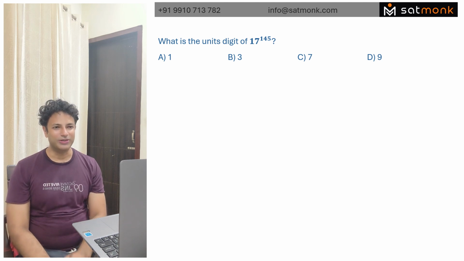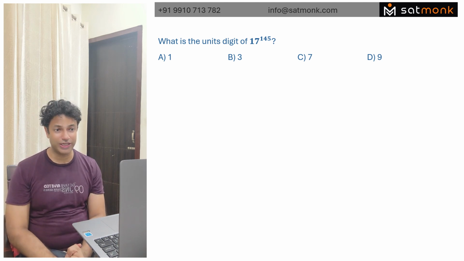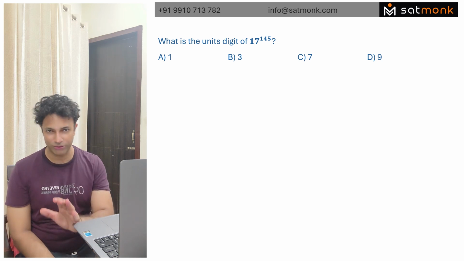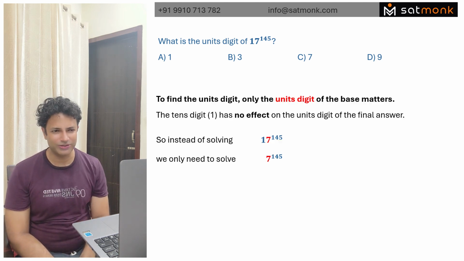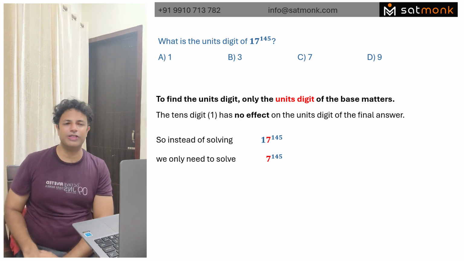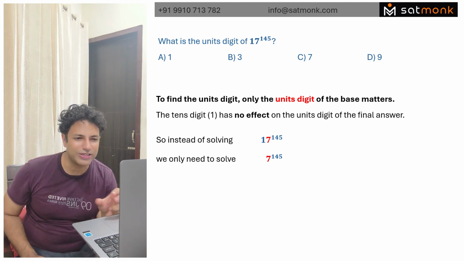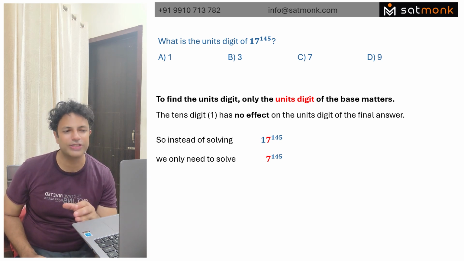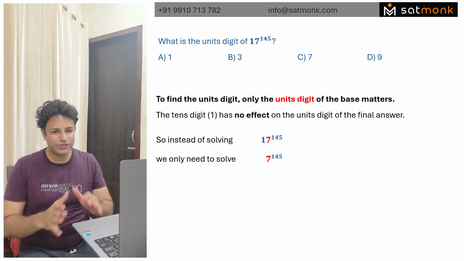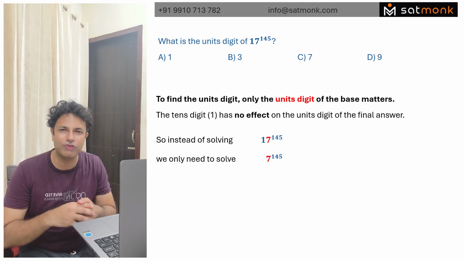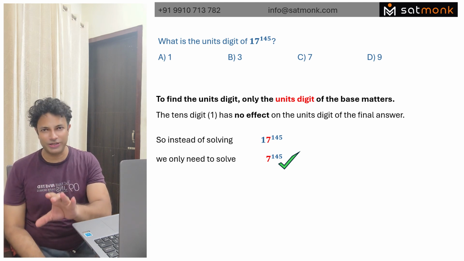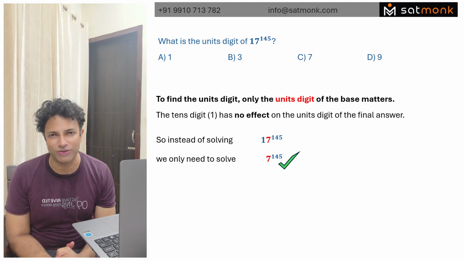Anyway, so at first glance, definitely 17 raised to the power 145 looks pretty impossible to calculate, no doubt on that. But here's the trick. To find the units digit, only the units digit of the base matters. The tens digit has got no effect on the units digit of the final answer. Do you understand that? Let me explain. So instead of solving 17 raised to the power 145, we are going to solve 7 raised to the power 145. At least I've made this question more than 70% easier for you, right?